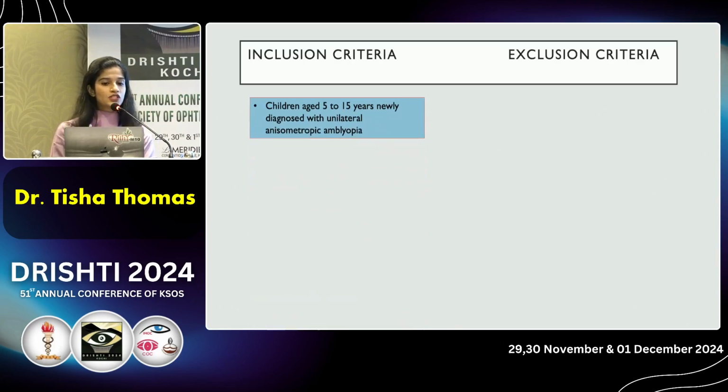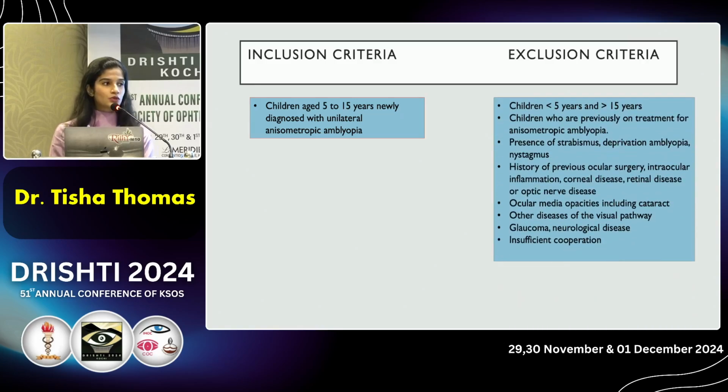So I included children between 5 to 15 years, newly diagnosed cases of unilateral anisometropic amblyopia, and we excluded children less than 5 years and more than 15 years, those who are already on treatment, who have any other kind of amblyopia such as strabismic, deprivation amblyopia and nystagmus, history of any other previous ocular surgeries, any other ocular media opacities, other diseases of the visual pathway, glaucoma, neurological disease, and uncooperative patients were excluded from my study.